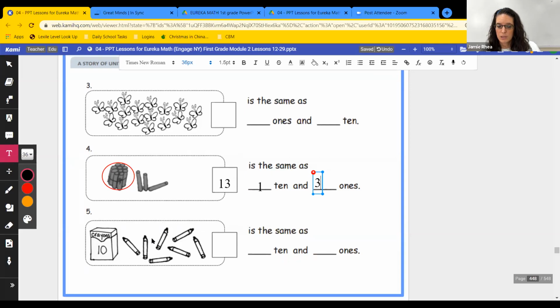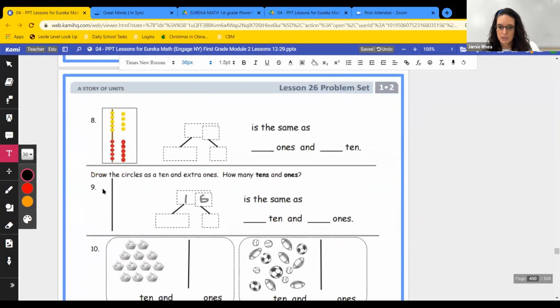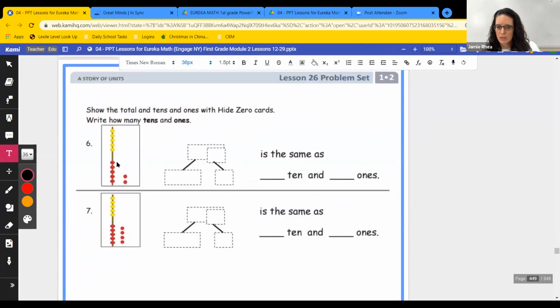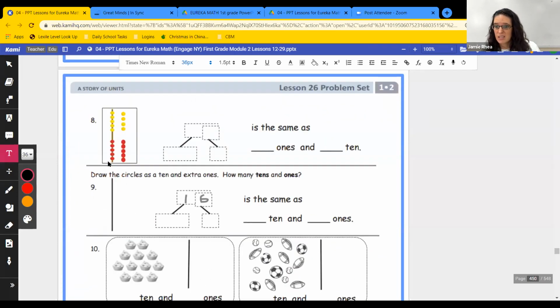Okay, be careful. Now let's look at number 5. You're going to do number 5 on your own. Do you see this box of crayons that says 10 on it? That's already showing you it's bundled together. Okay, so be careful. Now let's look, because you're going to do number 9. Draw the circles as 10 and extra ones. How many 10s? How many ones? Now, if you'll look up here, it already has your cubes or your 10 column, however you want to say, your 5 column. It's already there. So let's go and draw this.